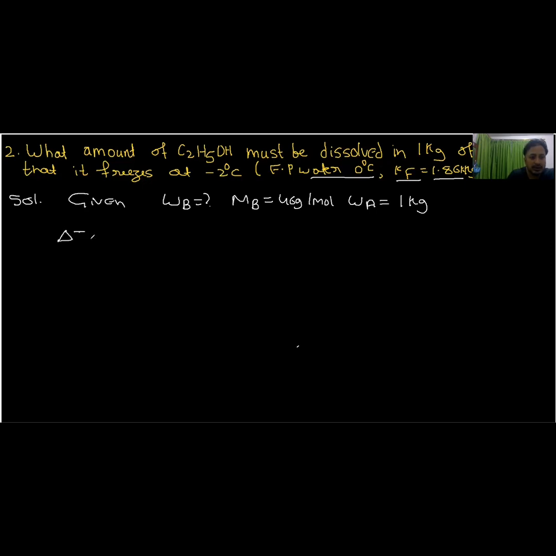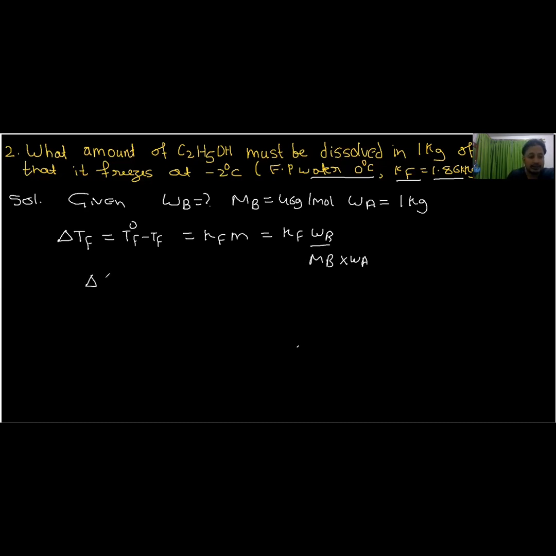Delta Tf, which is the depression in freezing point, is always equal to T naught F minus Tf, the difference between the original freezing point and the depressed freezing point, and that will be equal to Kf m. But we have to use the expanded formula, so it will be Kf WB upon MB into WA. I'm not writing 1000 because the mass of the solvent is already given in kg over here.